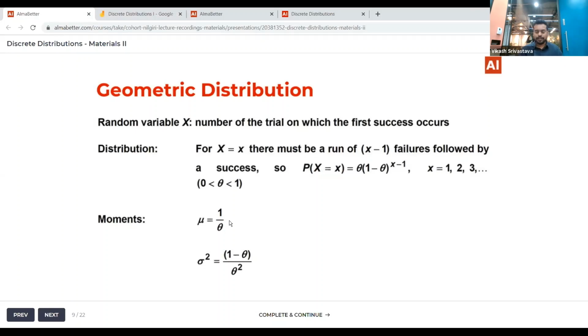When you toss a coin, you might get a tail, and even if on the first occasion I get a tail, on the second occasion I highly expect that it will be a head. So on average we can expect that 2 is the number of the trial on which I'll get my first success, or get a head. And x can take values 1, 2, 3.